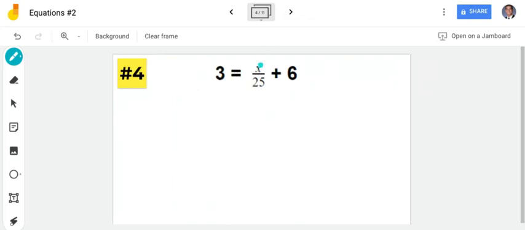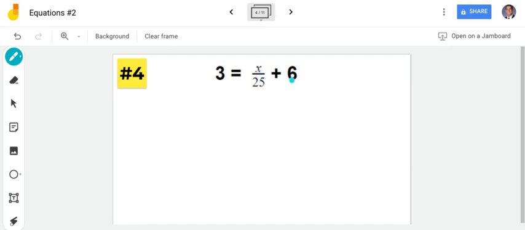I have 3 equals x over 25 plus 6. Step 1, do you see parentheses? Nope, so you don't need to eliminate them. Step 2, combine like terms. I look left, I have one term. Can't combine it with anything else. On the right side, I have an x term and a constant.